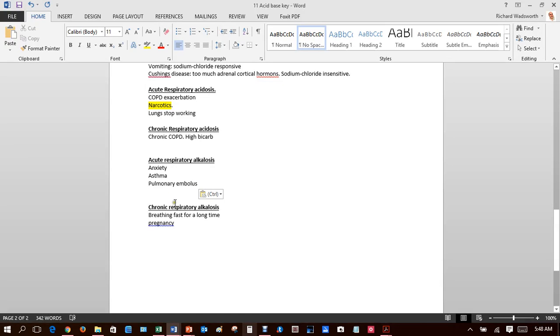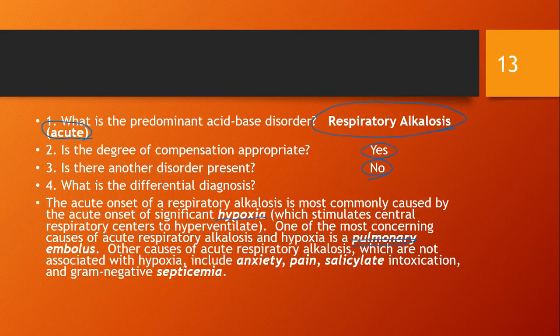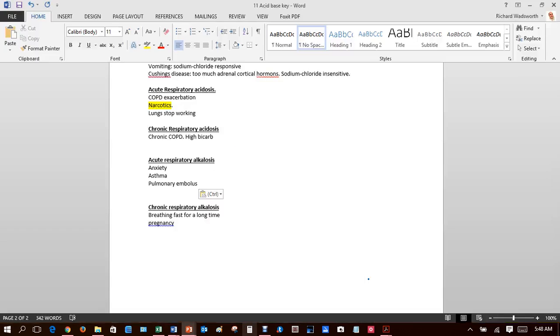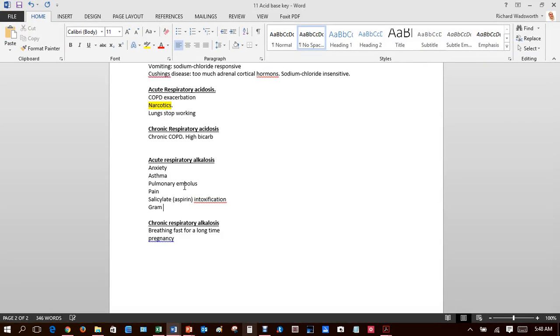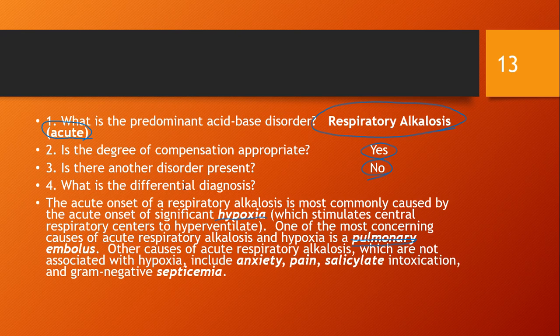So pulmonary embolus goes on my list with the other ones, as well as anxiety, pain, salicylate intoxication, and gram-negative septicemia. So I'm going to say pain, what was the other one there? They had gram-negative septicemia. Okay, good deal. All right, I'm learning here too.